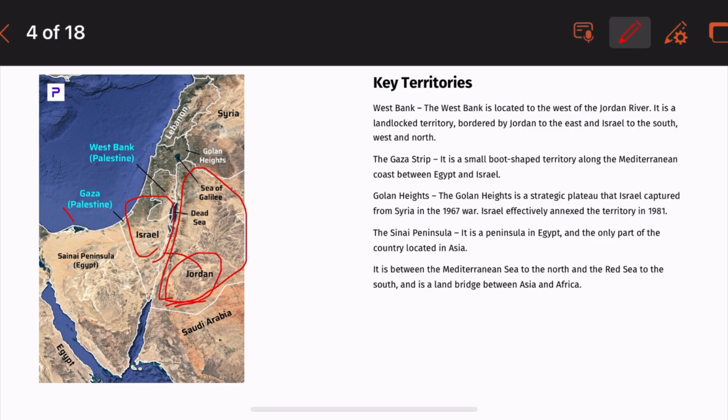The Gaza Strip is a small strip-shaped territory located on the Mediterranean coast between Egypt and Israel. The Golan Heights is a strategically important plateau that Israel captured from Syria in the 1967 war, and Israel annexed this territory. The Sinai Peninsula is in Egypt, the only part of the country located in Asia. Israel is between the Mediterranean Sea to the north and the Red Sea to the south, and it is a land bridge between Asia and Africa. So this is a map you need to remember.